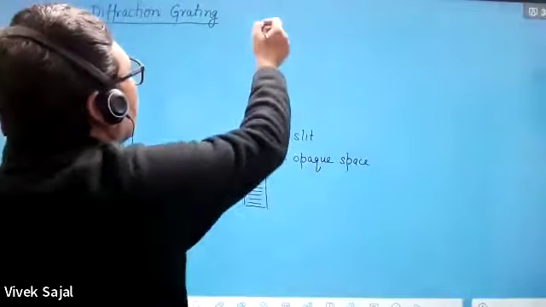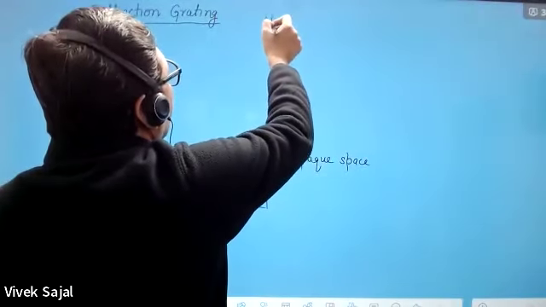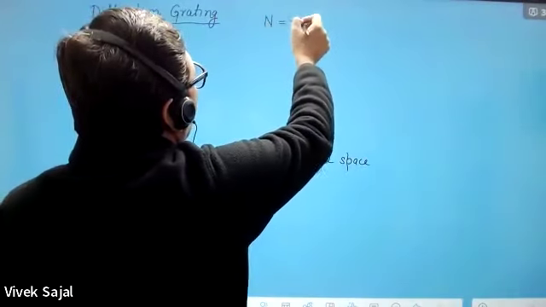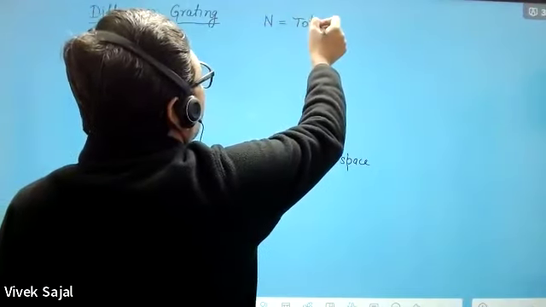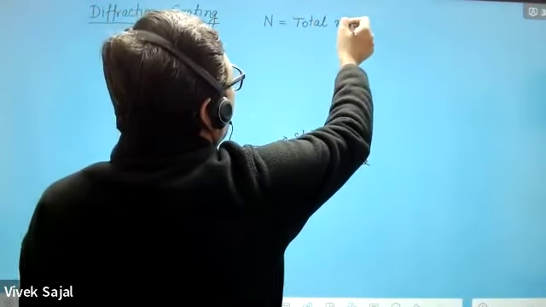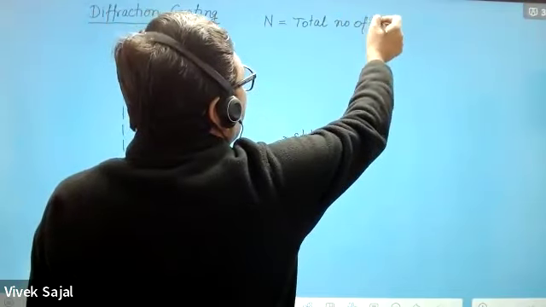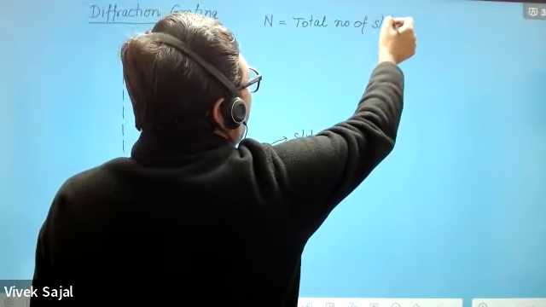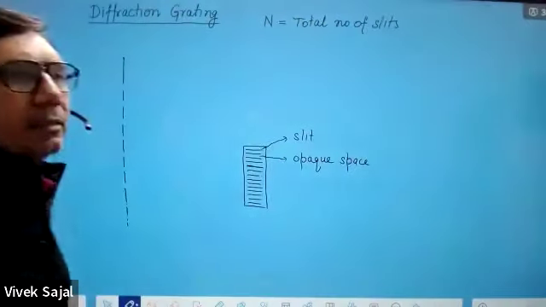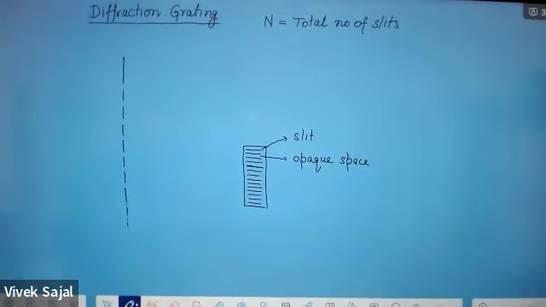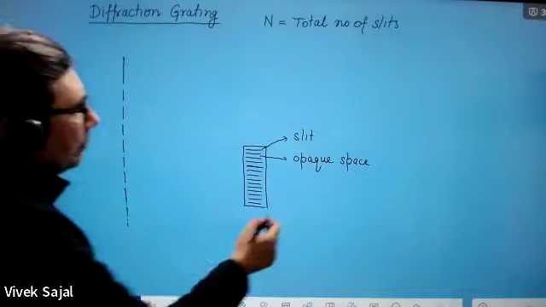So the first thing is, what is N? N is the total number of slits. Now, what is the slit width?